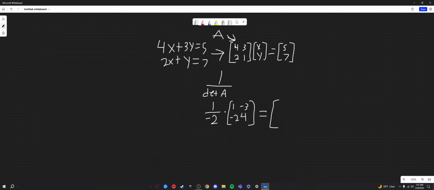So you swap 4 and 1, we give the opposite sign to 2 and 3, and now we multiply by -1/2. So we get -0.5, 1.5, 1, and then -2. And this is our inverse matrix. So we'll call this A inverse.